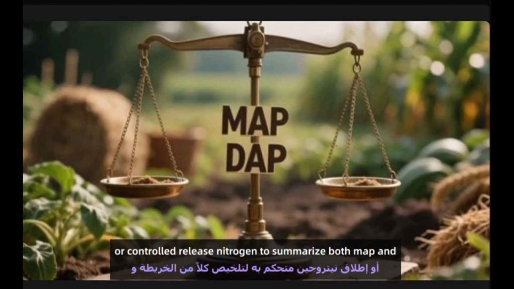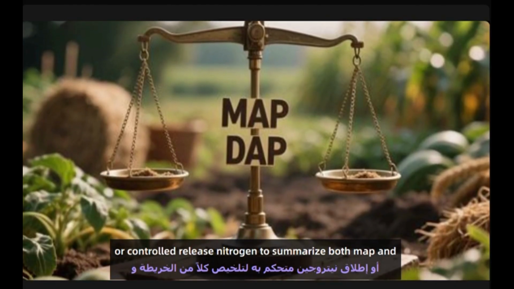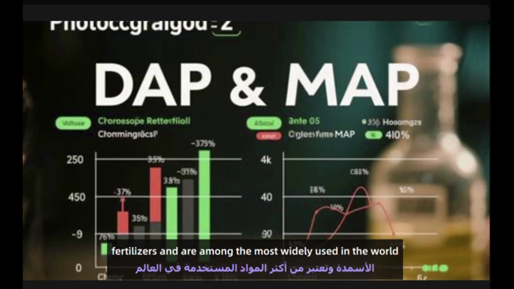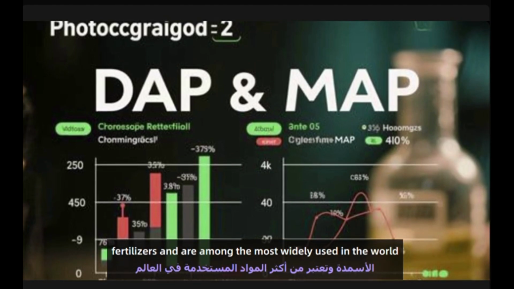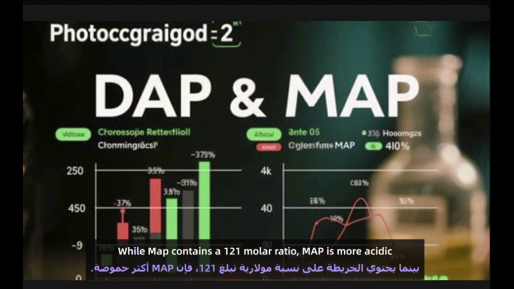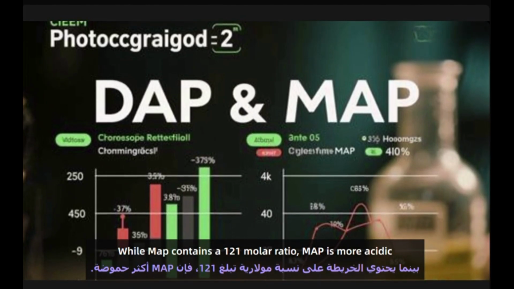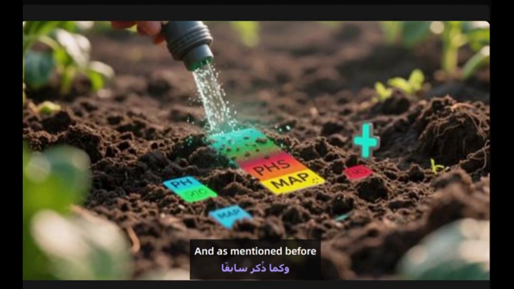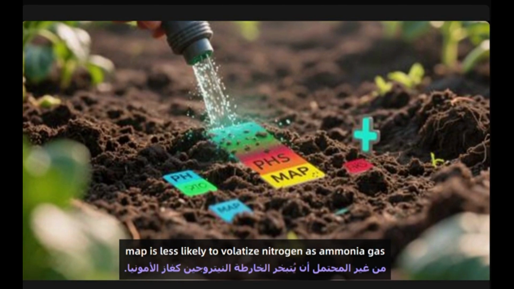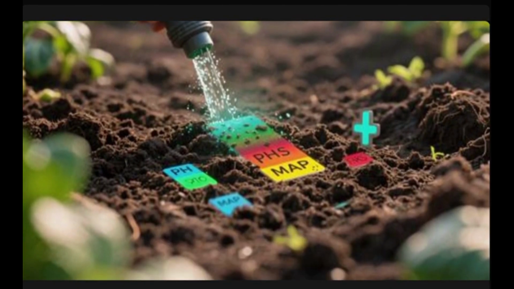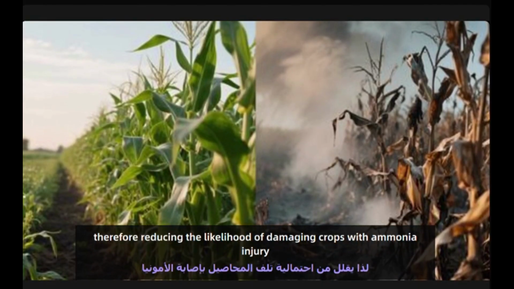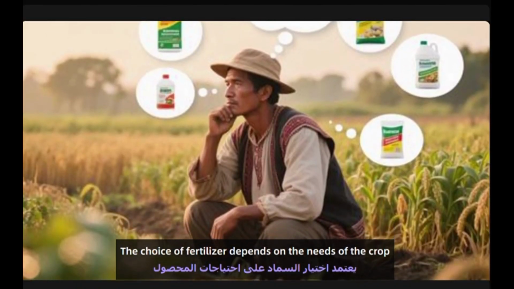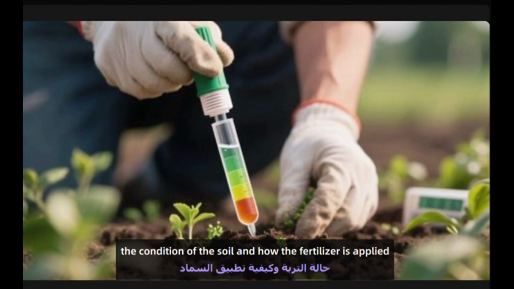To summarize, both MAP and DAP are excellent fertilizers and are among the most widely used in the world. DAP contains a 2:1 molar ratio of ammonia to phosphoric acid, while MAP contains a 1:1 molar ratio. MAP is more acidic than DAP, making it a better choice for alkaline soils. And as mentioned before, MAP is less likely to volatilize nitrogen as ammonia gas, therefore reducing the likelihood of damaging crops with ammonia injury. The choice of fertilizer depends on the needs of the crop, the condition of the soil, and how the fertilizer is applied.